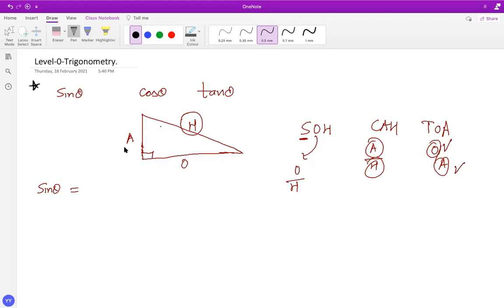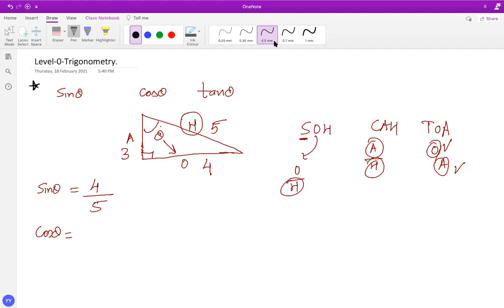Now, for example, if I take these lengths as 3 and 4, here by Pythagoras we get 5. Now, what is the ratio value? When you find the ratio value, sine is opposite over hypotenuse. If I take this as theta, my opposite side is 4, so it is going to be 4 over the hypotenuse, 5. So 4 over 5.